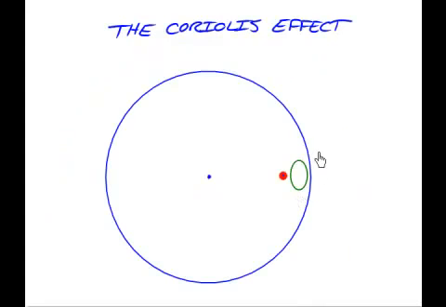If, on the other hand, the turntable is turning clockwise, like this, then from your perspective, you are turning to the left, and the ball will appear to curve to the left.